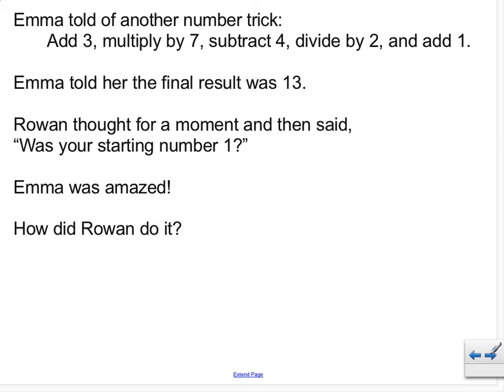So here's a funny story. My daughter Emma was playing with her friend Rowan, and they were playing number tricks. And Emma says, okay, I'm going to pick a number. And when I add 3 to it, multiply it by 7, subtract 4, then divide by 2 and add 1, I get 13. Rowan thinks for a minute and goes, was your starting number 1? Emma was amazed. She was right. How did Rowan do it?